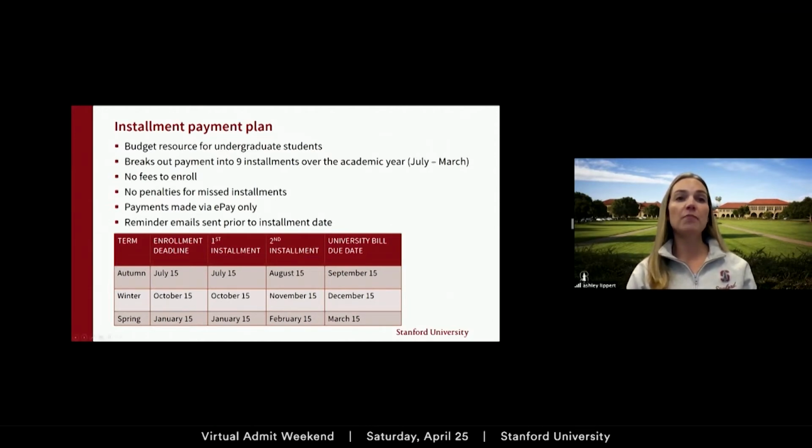You would need to start making payments in July to make 9 regular monthly payments during the academic year. Students sign up for the pay plan via Access, which allows us to send courtesy reminder emails to you.